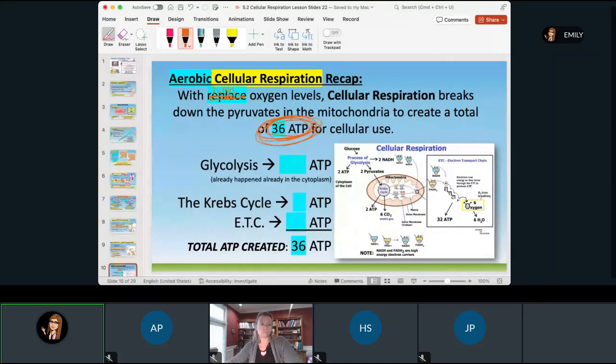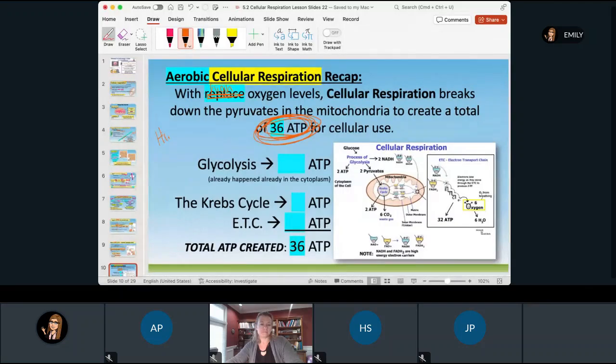You need to know, hint, hint, wink, wink. You need to know 36 ATP, and you need to know how many ATP are produced at each stage. So, how many ATP do I get from glycolysis?